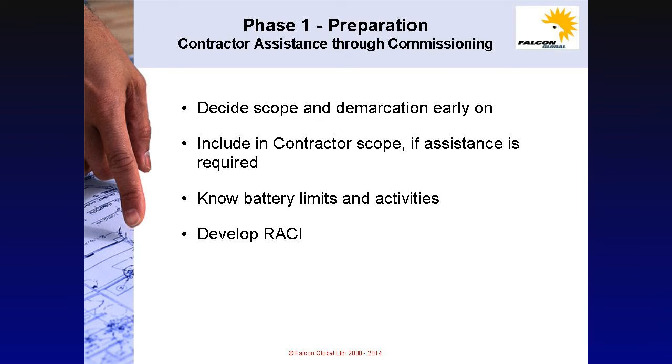Where contractor assistance is required through the commissioning phase, the commissioning manager and his team will need to decide early on what the scope and demarcation will be. They will need to ensure that the scope is included in the contract and where the level of assistance is required. They will need to know the battery limits and activities and develop these into a RACI chart, a responsible, accountable, consulted and informed matrix.